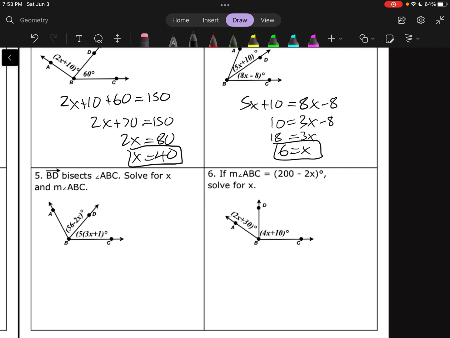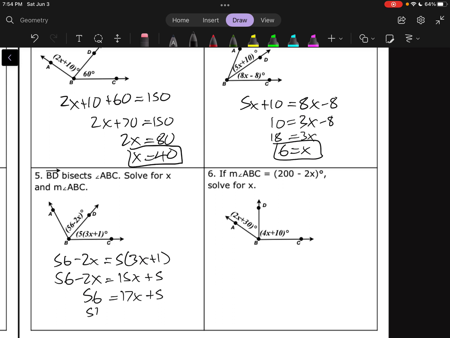BD bisects ABC, solve for x and the measure of angle ABC. All right, let's do a little part equals part. 56 minus 2x equals 5, parentheses 3x plus 1. Distributing will give me 15x plus 5. Add the 2x over, I get 56 is equal to 17x plus 5. Subtract the 5, I get 51 is equal to 17x. That's going to give me 3 for x.